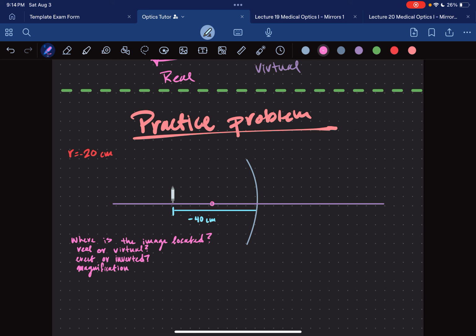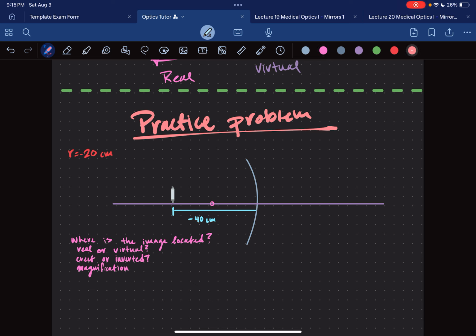And we have an object that's placed at negative 40 centimeters. So where is the image going to be located? Is it real or virtual, erect or inverted? And what's the resulting magnification? So let's quickly just plug and chug.